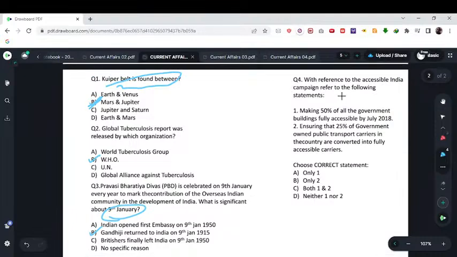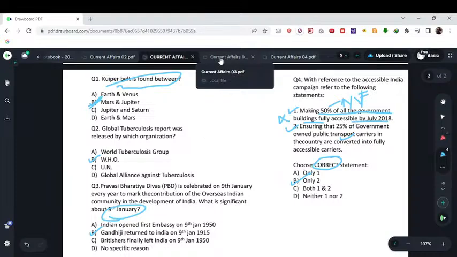Next, last question, with reference to Accessible India campaign, refer to the following statements. So, we studied that making 50% of all government buildings fully accessible. This statement is wrong. It was for National Capital Territory and the capitals of the state, not all. And this statement is correct. So, the correct statement is statement 2. So, let's start with today's topics.